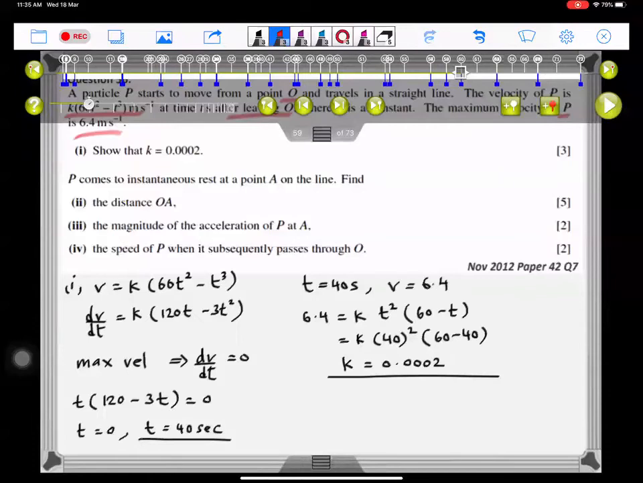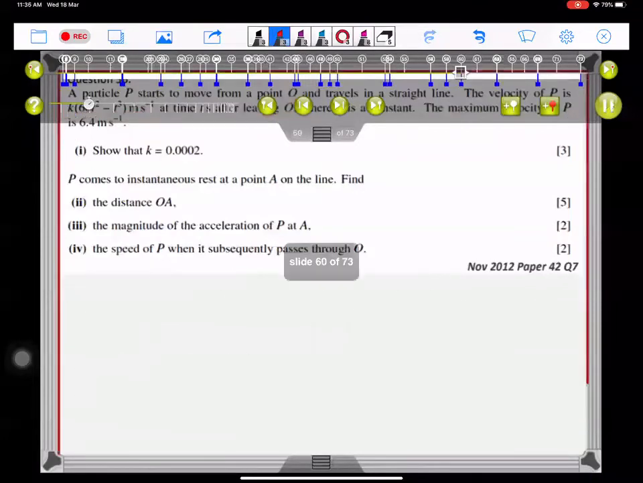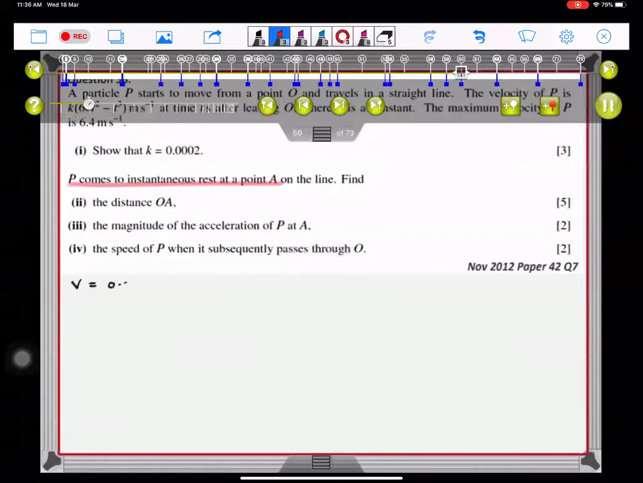The magnitude of the acceleration at A: we find the acceleration equation, plug in the value of time. If it's positive, it remains positive. If it's negative, it will become positive. The speed of P when it subsequently passes through O. Now this we have to work. First, the second and the third part. We take common, t comes out to be 60 seconds.